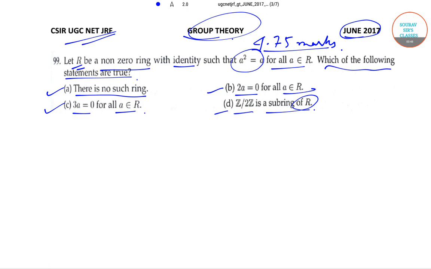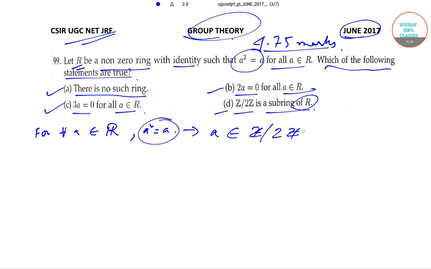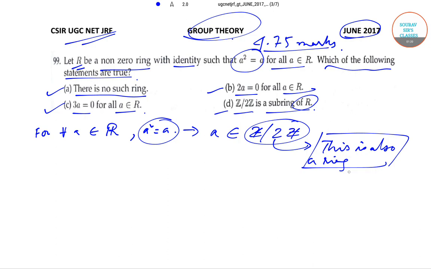So now we have been given that for all A which belongs to R, A square is equal to A. Now if A square is equal to A, that means that A belongs to the ring Z upon 2Z. So if this is the case, we can definitely say that this is also a ring. If this is a ring, that implies that option A is incorrect. So option A is incorrect.